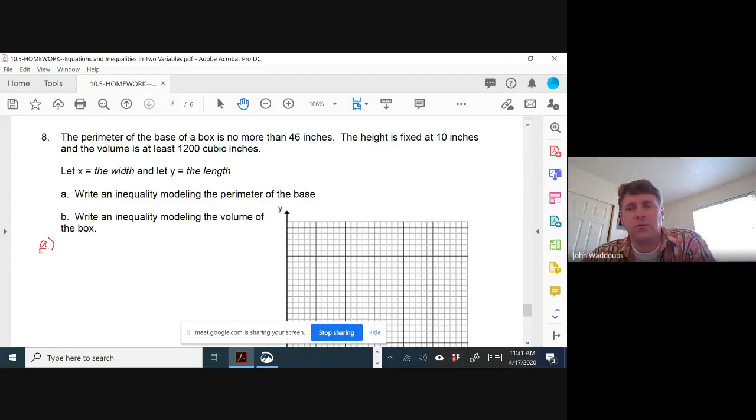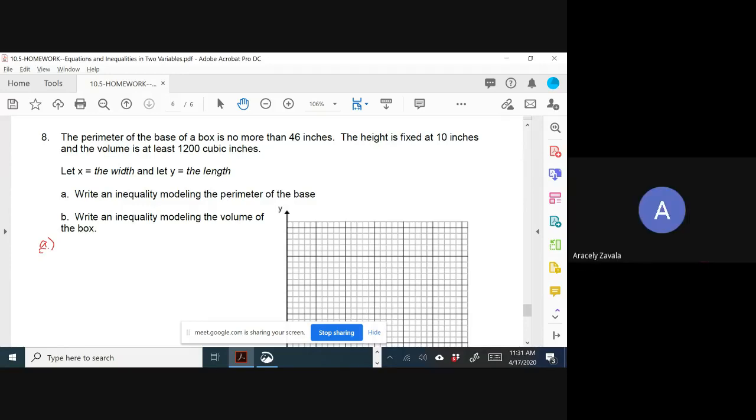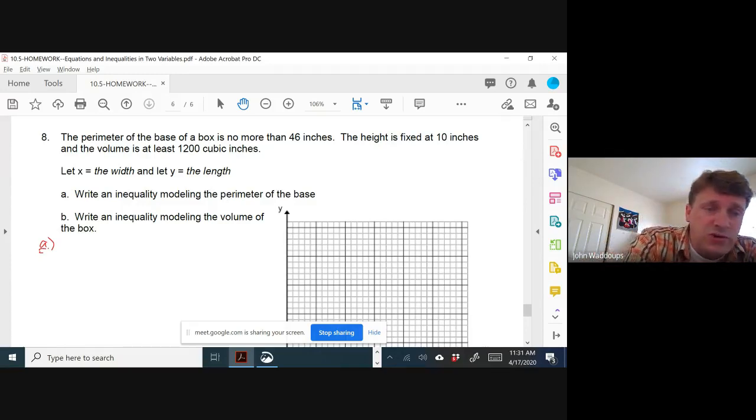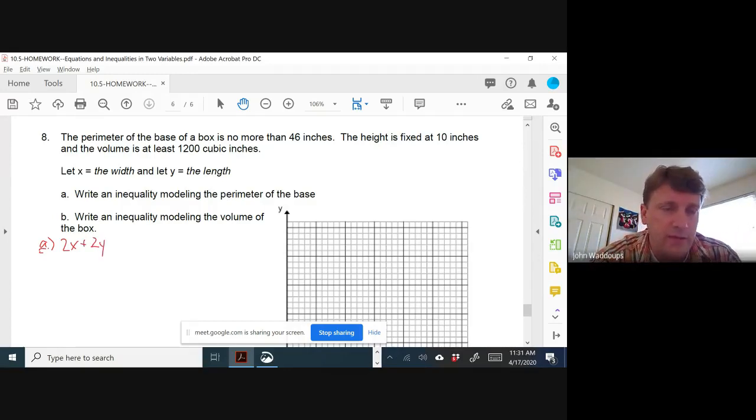what is the formula for perimeter? Do you remember, Araceli? Is it 2x plus 2y? Yeah. Typically, we would say it's 2L plus 2W, for 2 times the length plus 2 times the width. But since we're using x and y to represent them, we would say 2x plus 2y. And that would be the sum of the lengths of the sides.